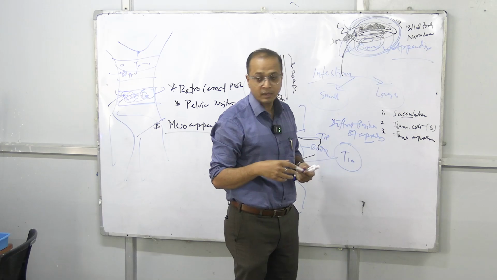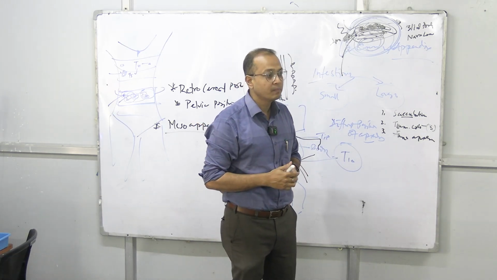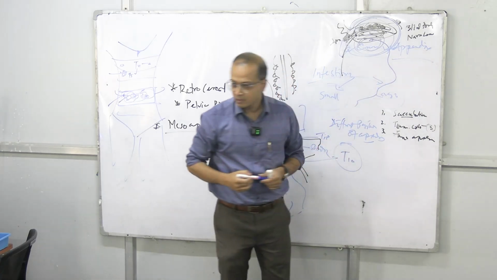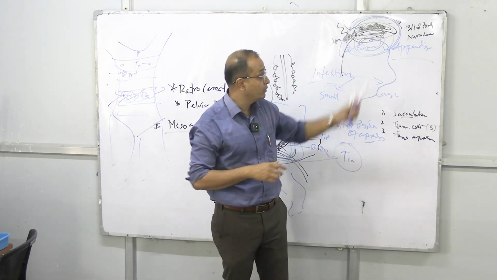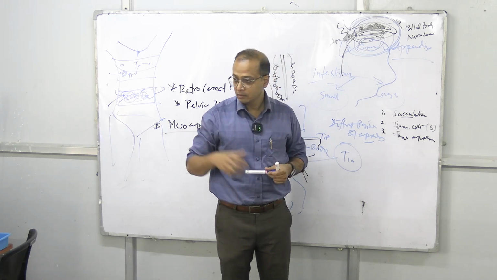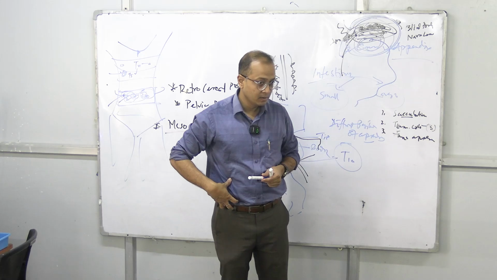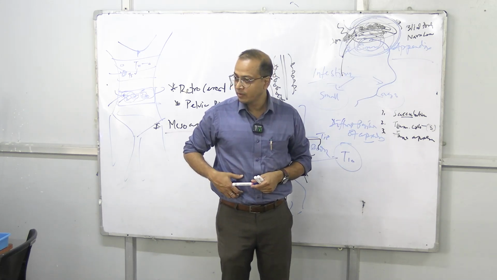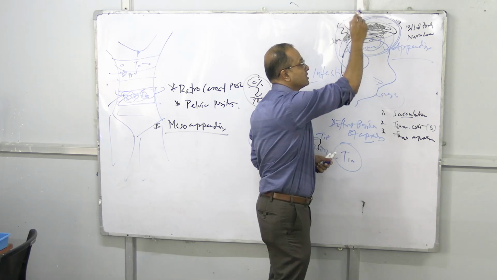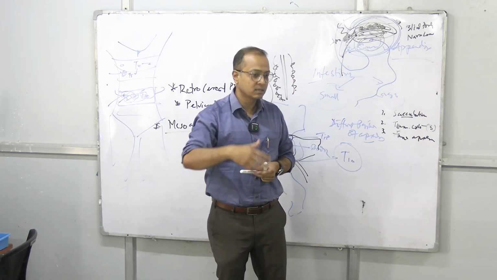Now this appendix can rupture, burst. We call it a burst appendix, and pus will be coming out of it. Where will this pus be released? Into the greater sac over here. So this greater sac will be infected, and the nearby organs will be affected as well. So is the peritoneum, so you have peritoneal infections, peritonitis, et cetera.